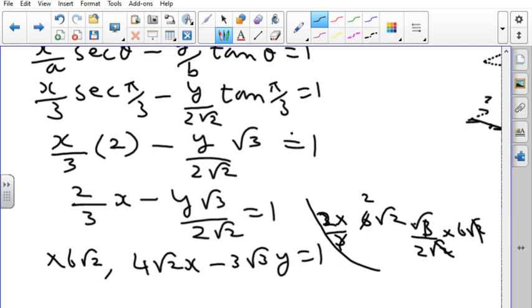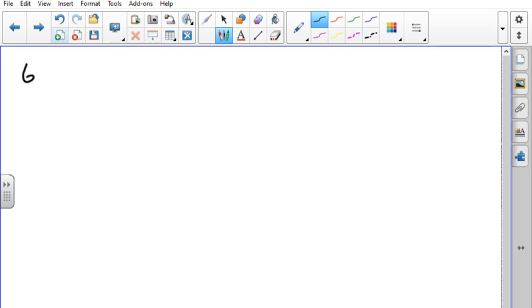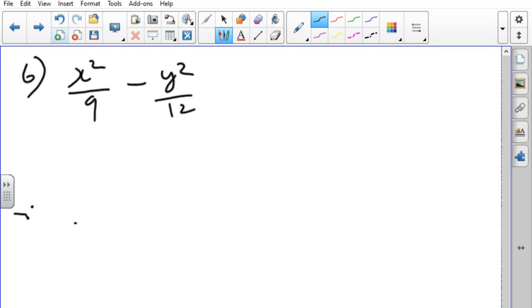Another method also can be followed, which will be much easier. So, sixth question, another method can be followed. Dividing throughout by 108, we get x square by 9 minus y square by 12 is equal to 1. So, a square is equal to 9 and b square is equal to 12.